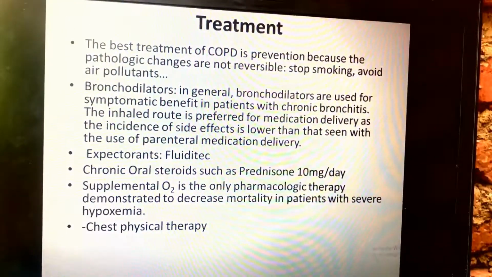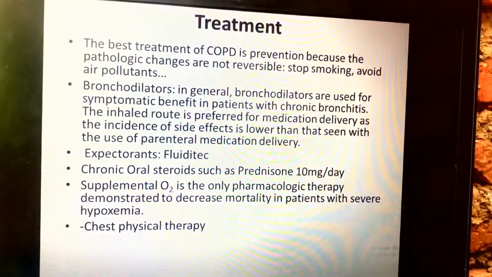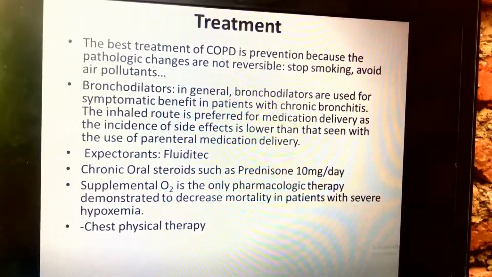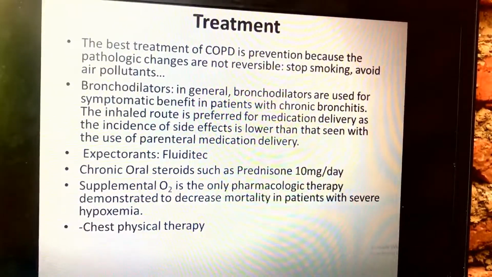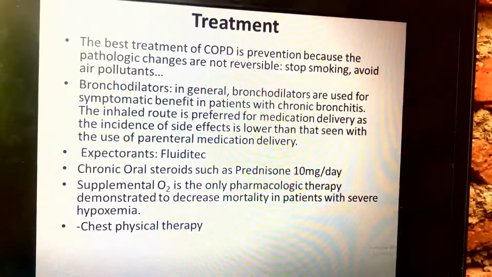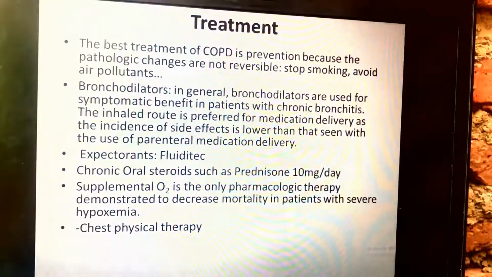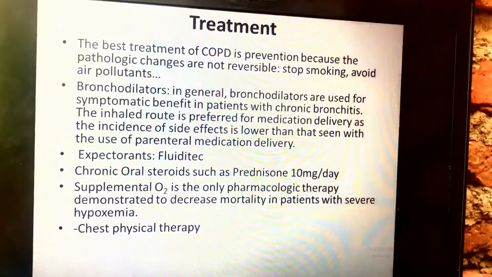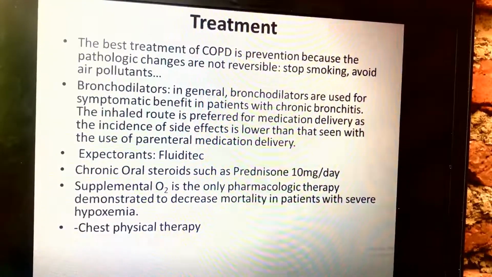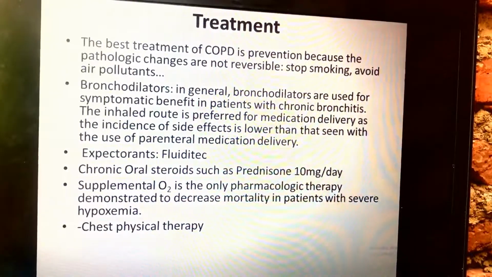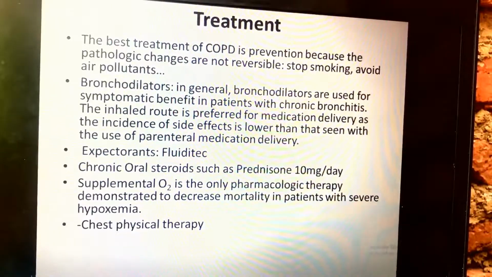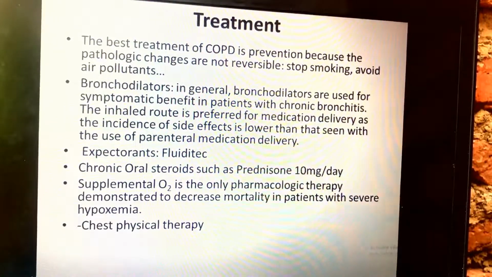We can also give expectorants, chronic oral steroids such as prednisolone can be administered, and also supplemental oxygen is the only pharmacologic therapy demonstrated to decrease mortality in a patient with severe hypoxemia. Okay, for those people with COPD they also need chest physical therapy.